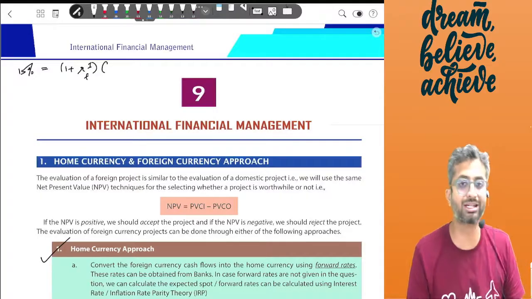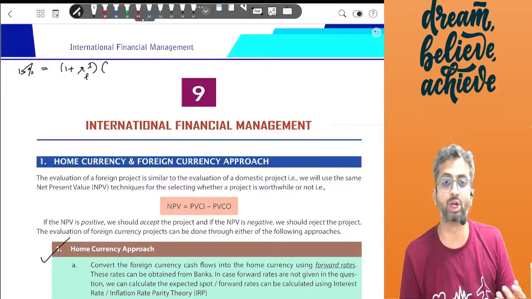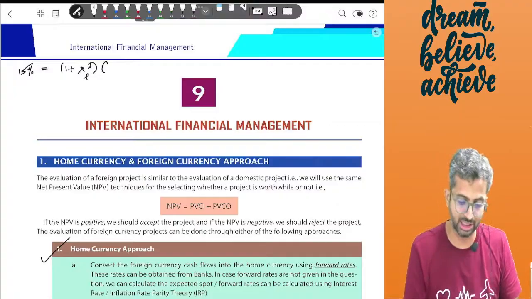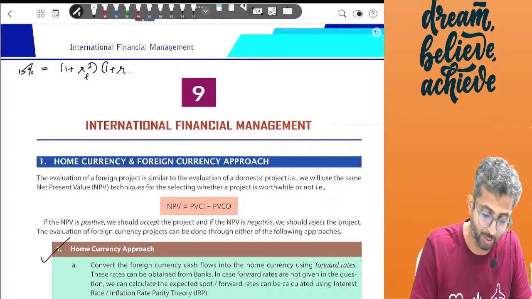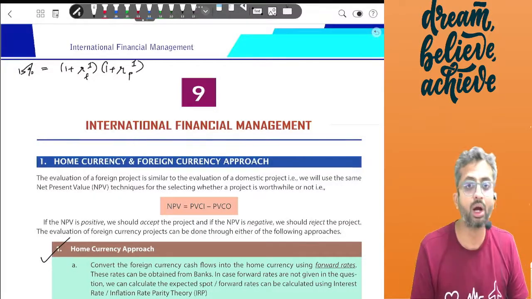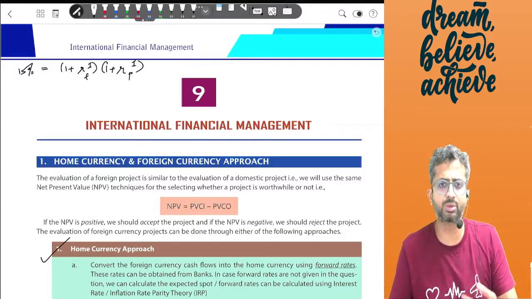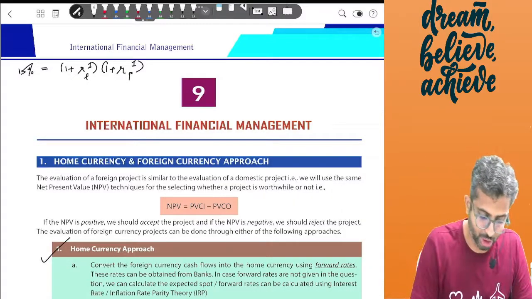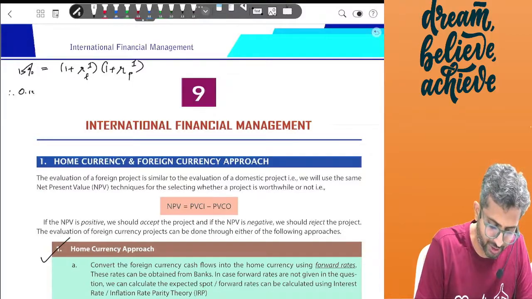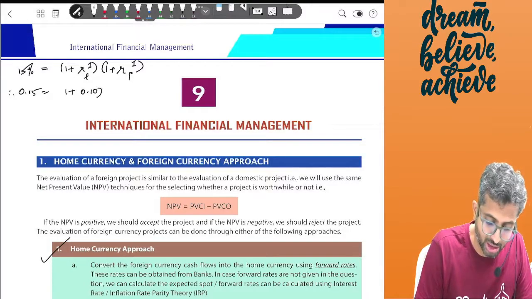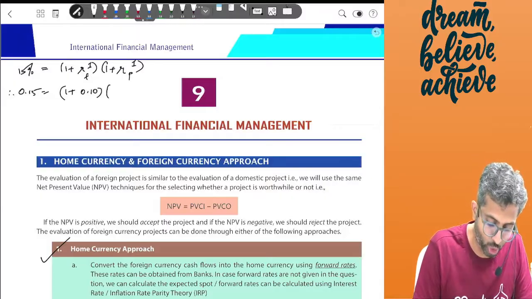But am I investing in a risky project or a risk-free project? Well, I'm investing in a risky project, and hence I will also want to recover some RP, risk premium. The higher the risk, the higher the risk premium; the lower the risk, the lower the risk premium. So over here, this is 15%, that is 0.15. Let's say that the interest rate in India is 10%. So 1.1 into 1 plus RP in India.